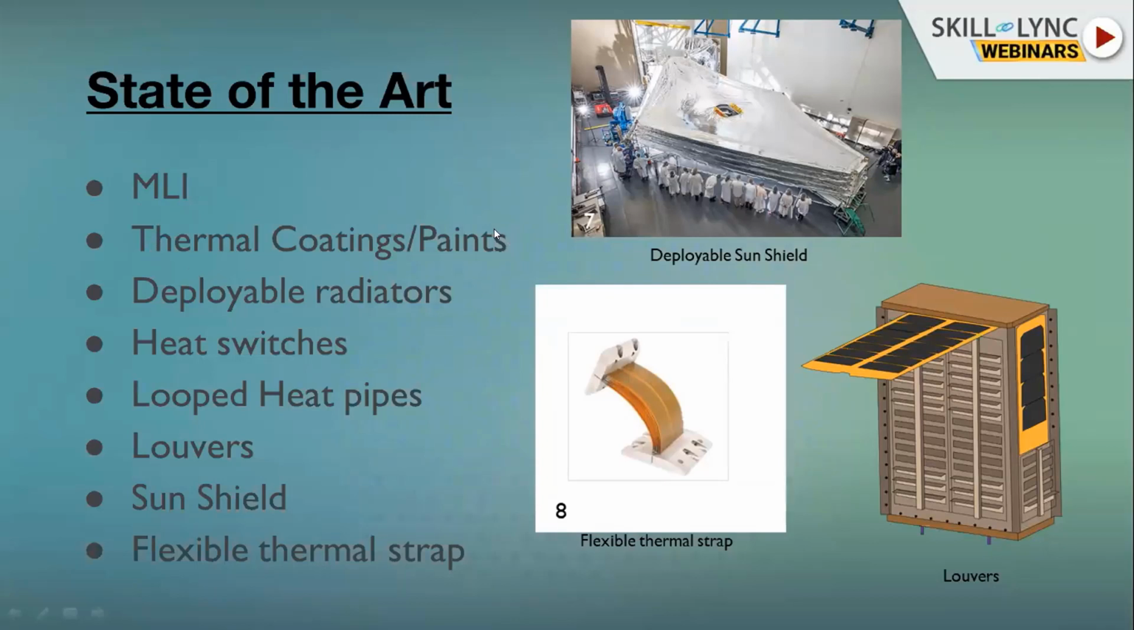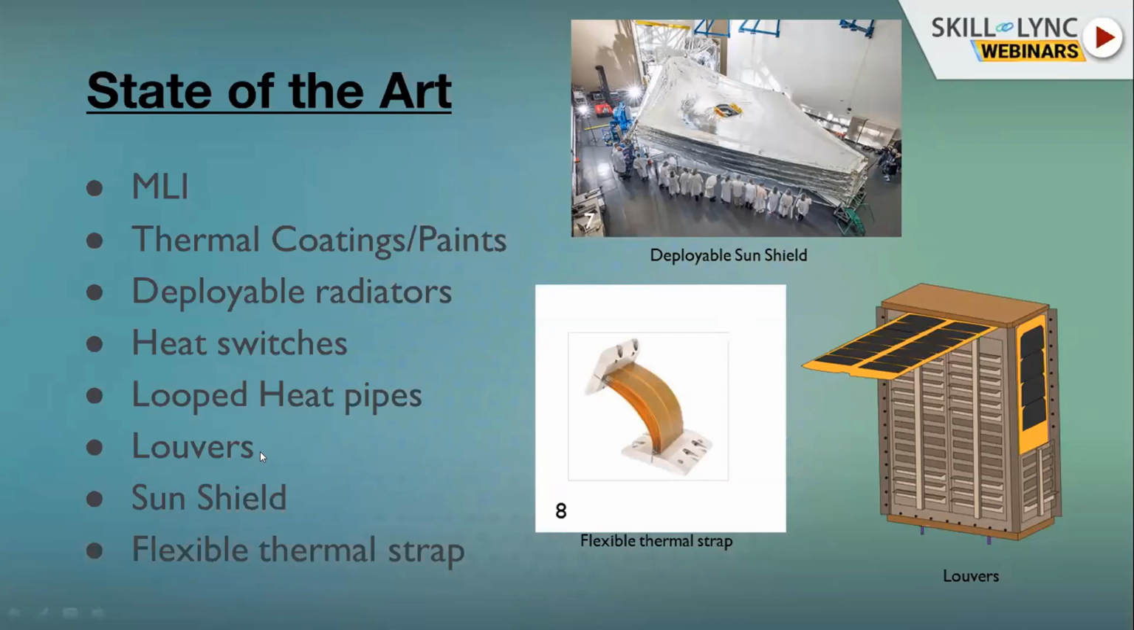Similarly, the thermal coatings and paints are also matured and have TRL level 9. Deployable radiators are in the prototype stage, and these prototypes have been demonstrated, so it comes under TRL level 7. Similarly, for the heat switches and the looped heat pipes, their prototypes have been made and they have been demonstrated in the relevant environment.